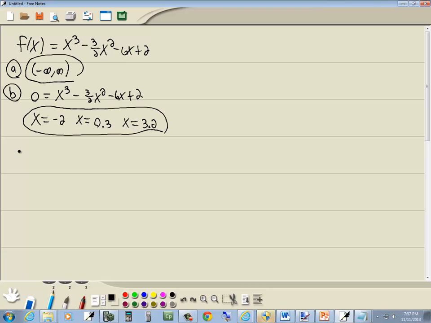That was our domain. C is to find your y-intercept. So we plug 0 into the other variable. Well, f of x is y, so we'll plug 0 in for x. So we've got 0 to the third minus 3/2 times 0 squared minus 6 times 0 plus 2. Well, 0 to the third drops away. 0 squared is 0 times 3/2 is 0. 6 times 0 is 0. So we're left with y is equal to 2.